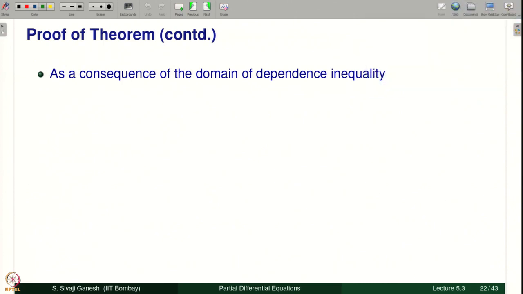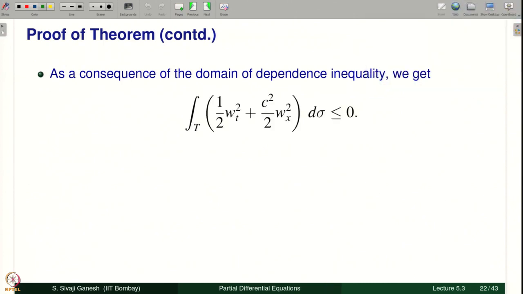Now, we can apply the domain of dependence inequality and conclude that the right hand side has become 0. The right hand side was the same integral on b, and that is 0 because on b both wt and wx are 0. Therefore, this is what we have. But if you look at this already non-negative quantity, we are saying that it is less than or equal to 0. So, this is always greater than or equal to 0. Therefore, the only possibility is that the integrand is 0, which means wt at the point (x, capital T) and wx at the point (x, capital T) are 0.